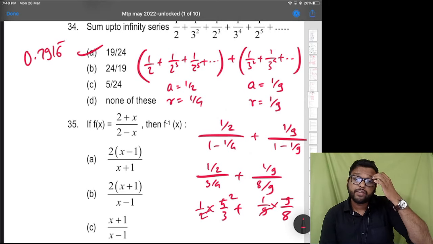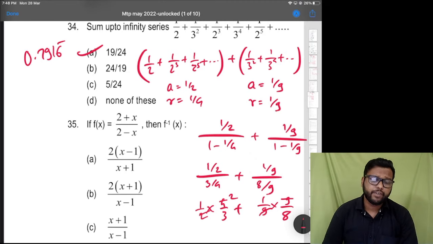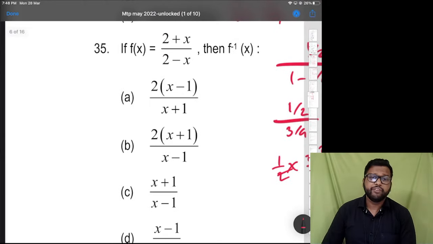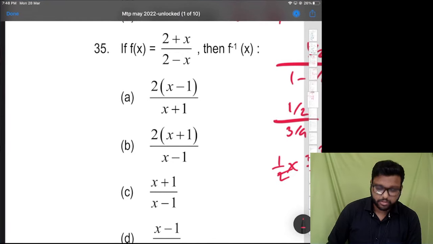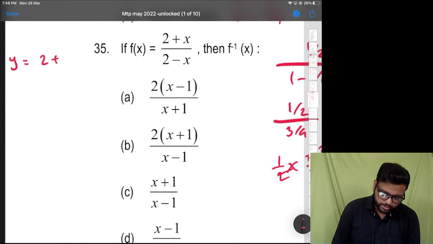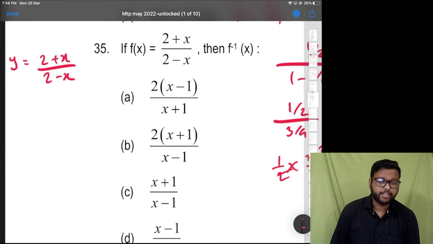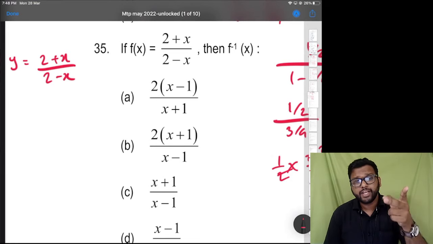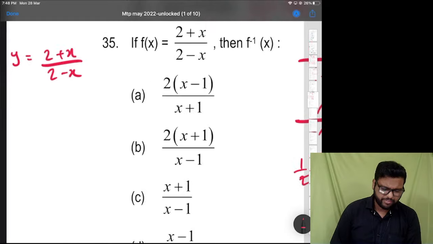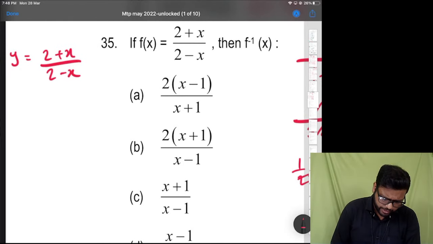Fine. 35. If f of x is this, then find f inverse x. Okay. F inverse is always a good question. How do we solve it? Assume y is equal to 2 plus x by 2 minus x. Then we have to rearrange it so that x is on one side. How do we rearrange?